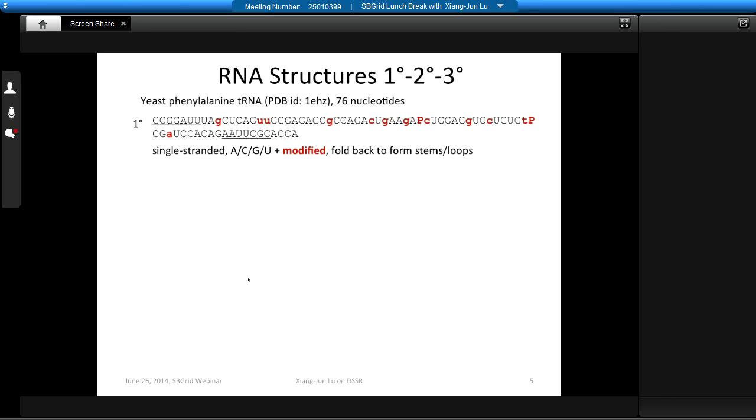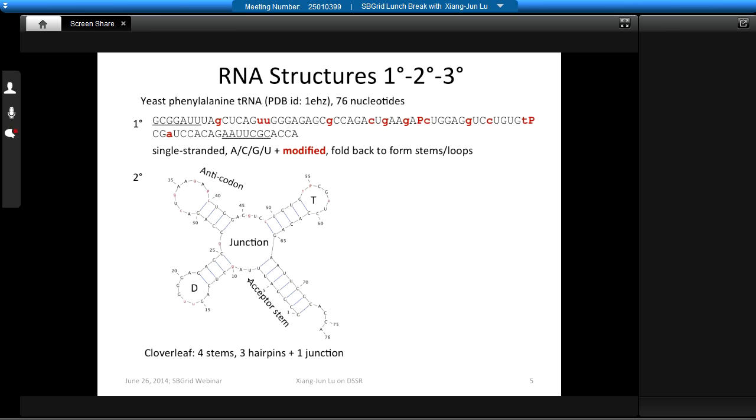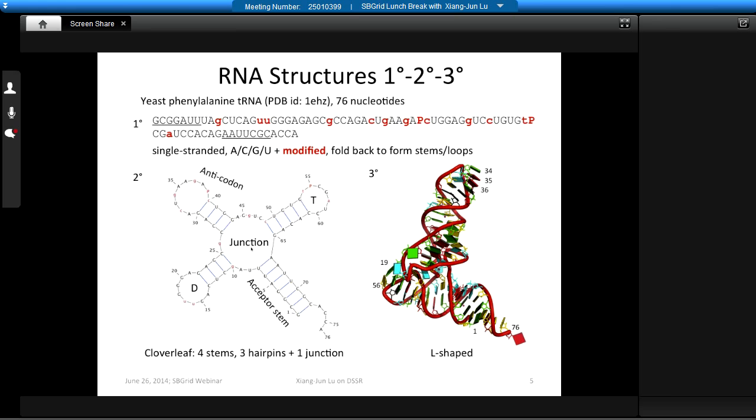RNA can fold back on itself using complementary Watson-Crick base pairs. And this leads to the so-called secondary structure. As we are all familiar with from textbooks, tRNA has a so-called cloverleaf secondary structure, which contains four stems and three hairpin loops. In the middle is the so-called junction loop. The secondary structure elements interact in three-dimensional space to define the so-called tertiary structure. The tertiary structure, as we all know from textbooks again, is L-shaped.